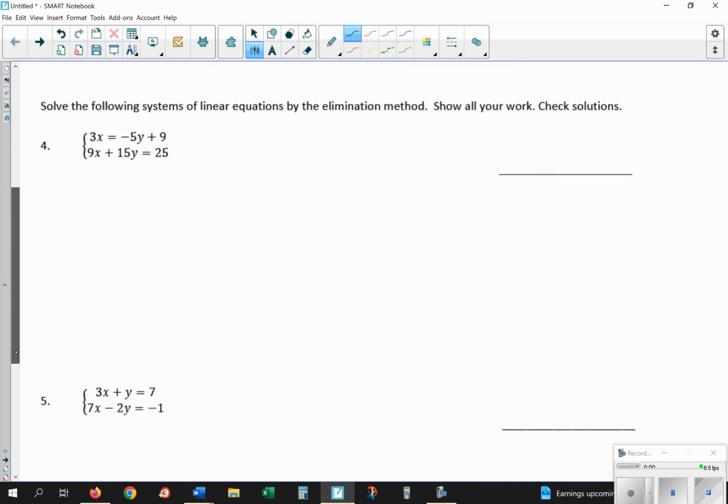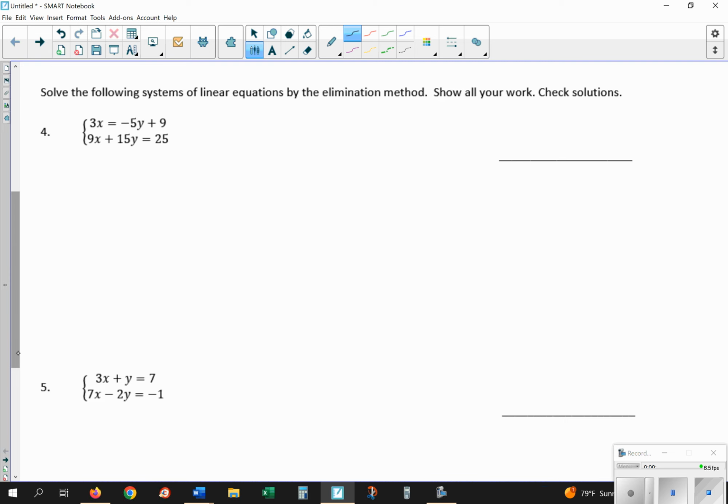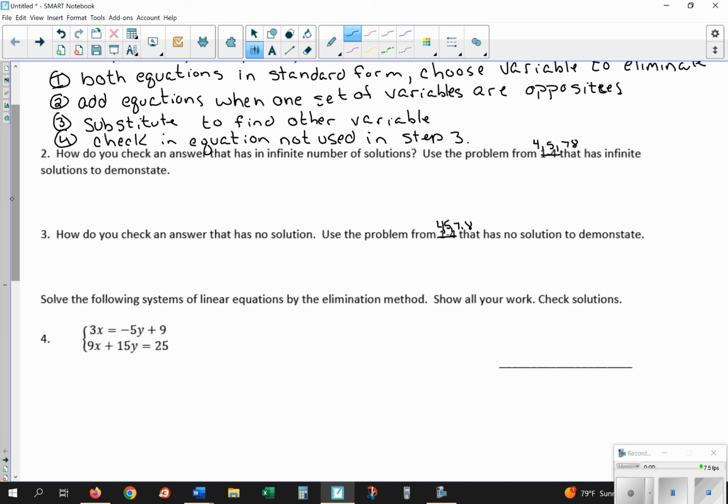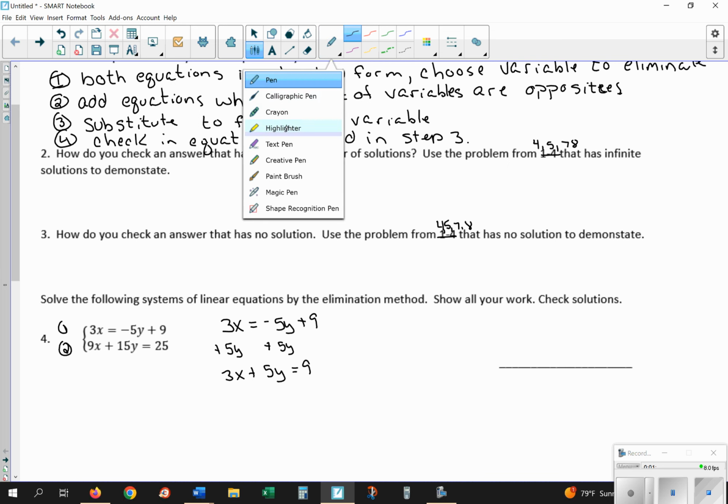The first 2 I want you to solve by elimination, so we're going to use our steps above. And let me scroll back up real quick. Our step said both equations have to be in standard form. So when I look at equation 1, it's not in standard form, so that would be my first step. I'm going to recopy it over here, and I'm going to add my 5y to both sides so that I have 3x plus 5y equal to 9. And now I can see that they are both in standard form.